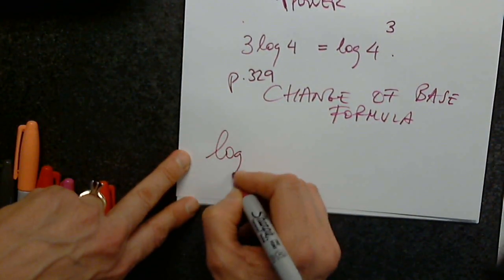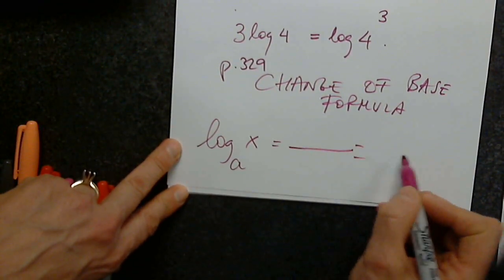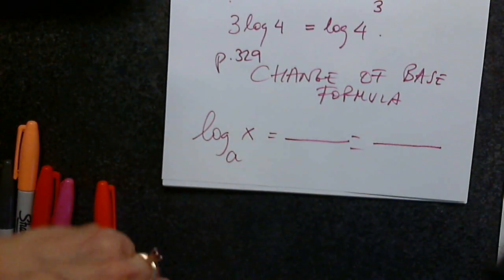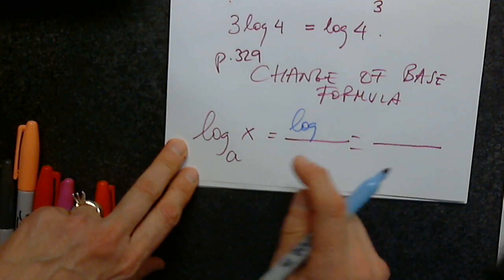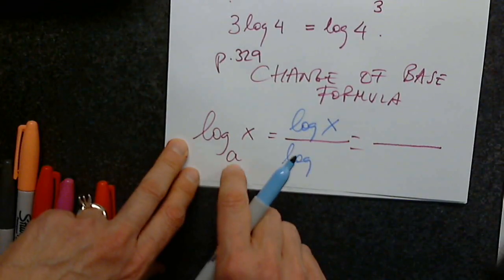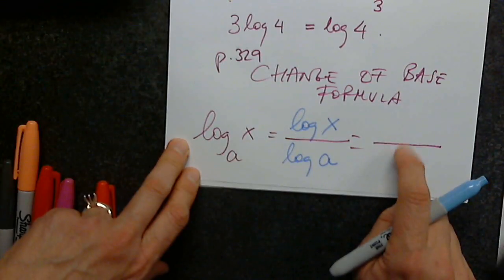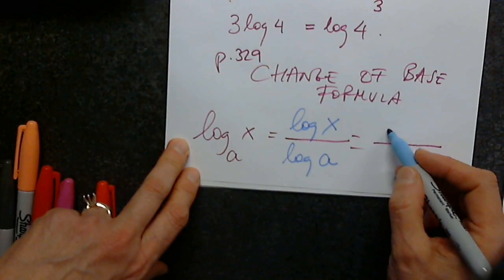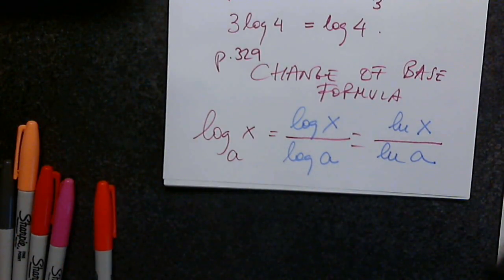So if I want log base a of x, and I want to change this into base 10 or base e, can anyone remind us what it was equal to? It was log of the number over log of the previous base. And what do I have here if I don't want to use common log, but I want to use natural log? So this is the change of base formula.